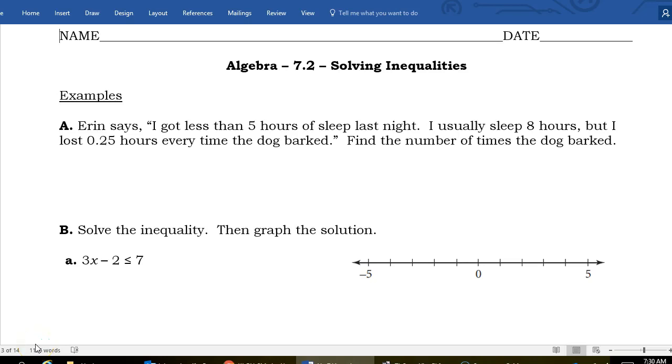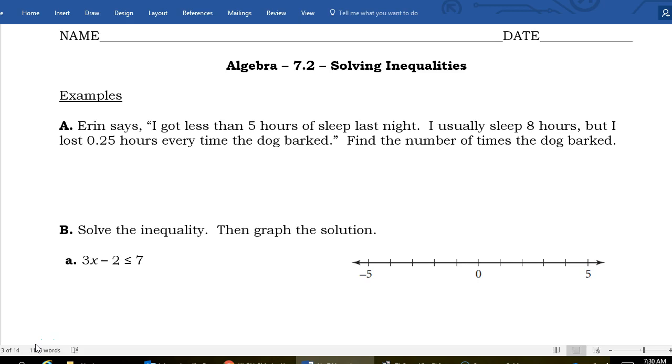This is Algebra Lesson 7.2, Solving Inequalities. Example A says, Aaron says, I got less than 5 hours of sleep last night. I usually sleep 8 hours, but I lost a quarter hour every time the dog barked. Find the number of times the dog barked.